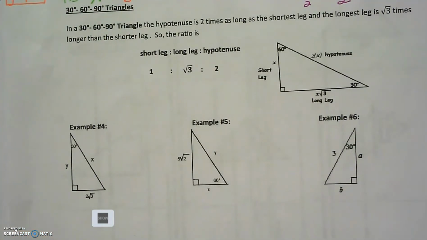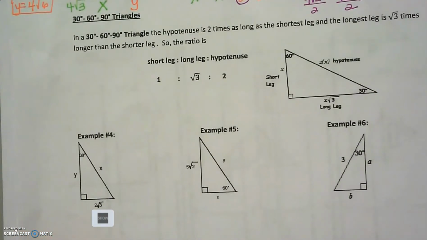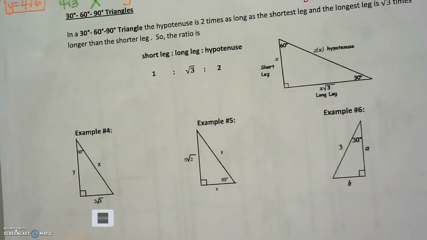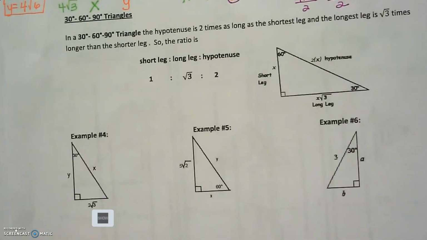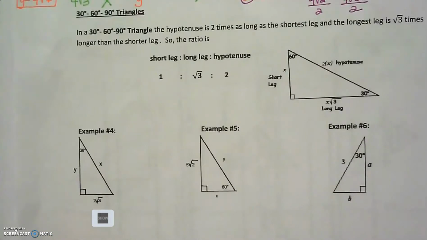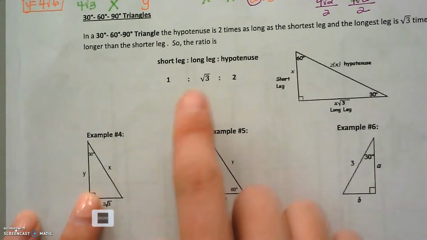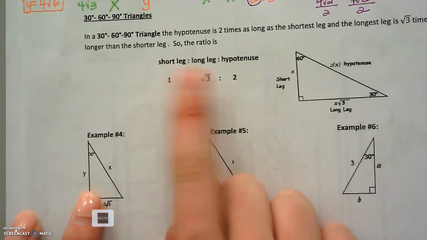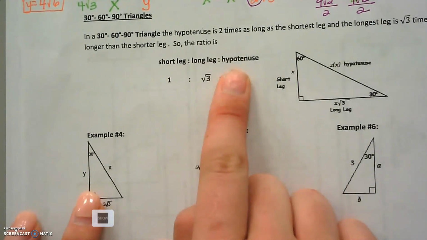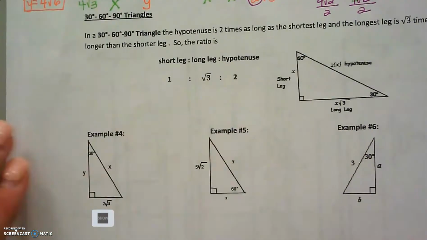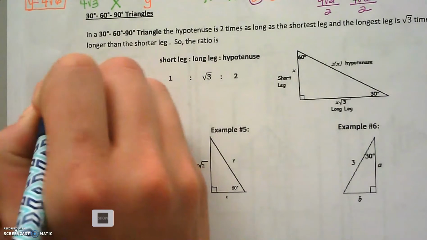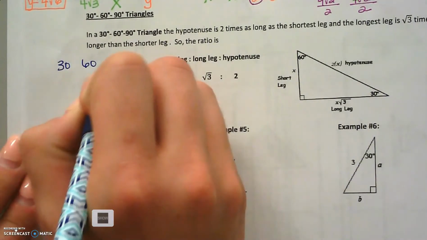A 30, 60, 90 triangle has a different set of rules. Those rules are: we have a short leg, we have a long leg, and then we have our hypotenuse. So I'm going to label this out again for my rule. I have a 30, 60, 90 triangle.